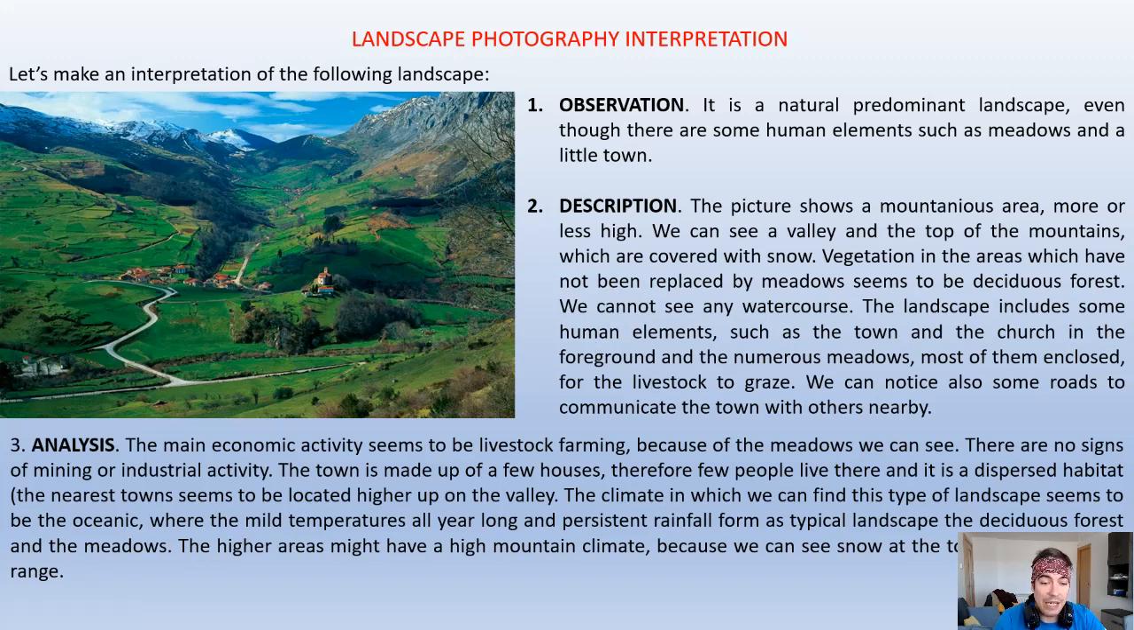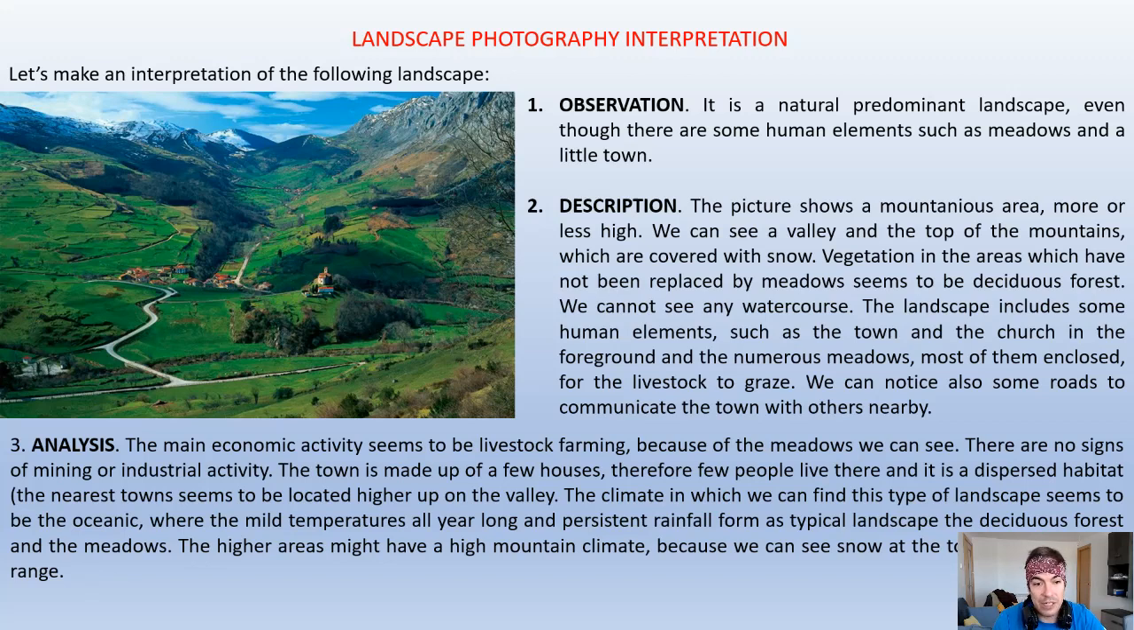Then we go to the analysis. We can deduce that the main economic activity seems to be livestock farming because of the meadows we can see. There are no signs of other activities such as mining or industrial activity. The town is made up of a few houses, therefore few people live there, and it is a dispersed habitat. Why? Because the nearest towns seem to be located higher up in the valley, if this is a town. The climate in which we can find this type of landscape seems to be the oceanic.